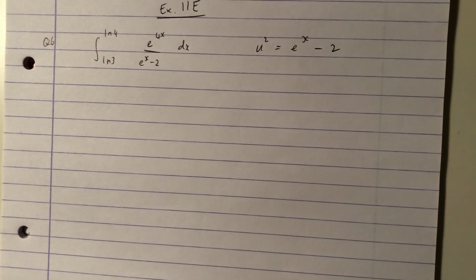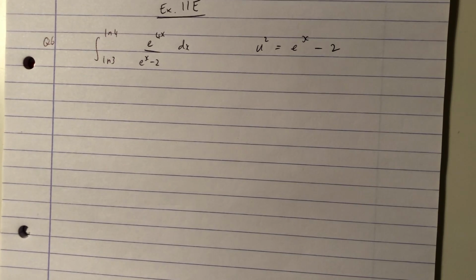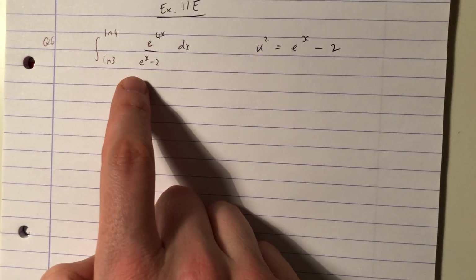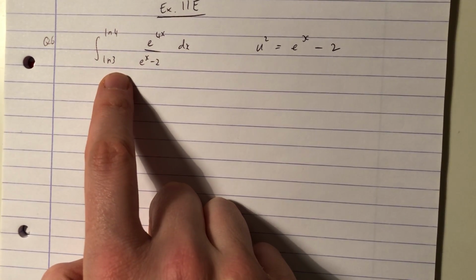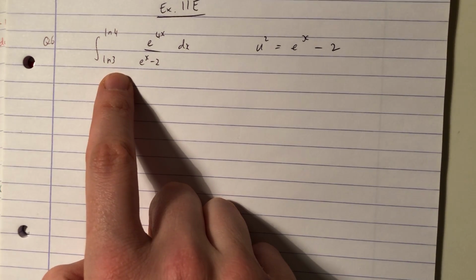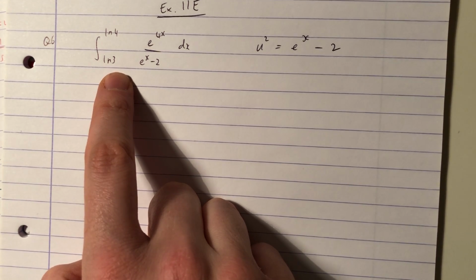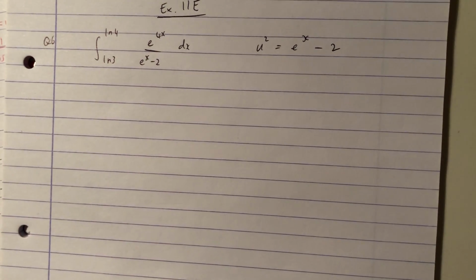Okay, just going to go through one last request from exercise 11E, which is question 6, which is asking you to integrate e to the 4x over e to the x minus 2 between ln 4 and ln 3. So it's a definite integration. And they tell you the answer is going to look like a over b plus c ln d, where a, b, c and d are integers to be found.